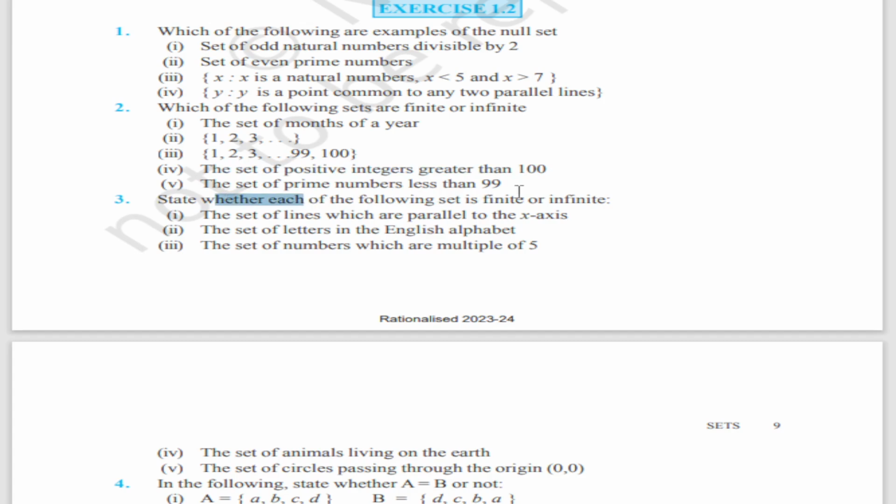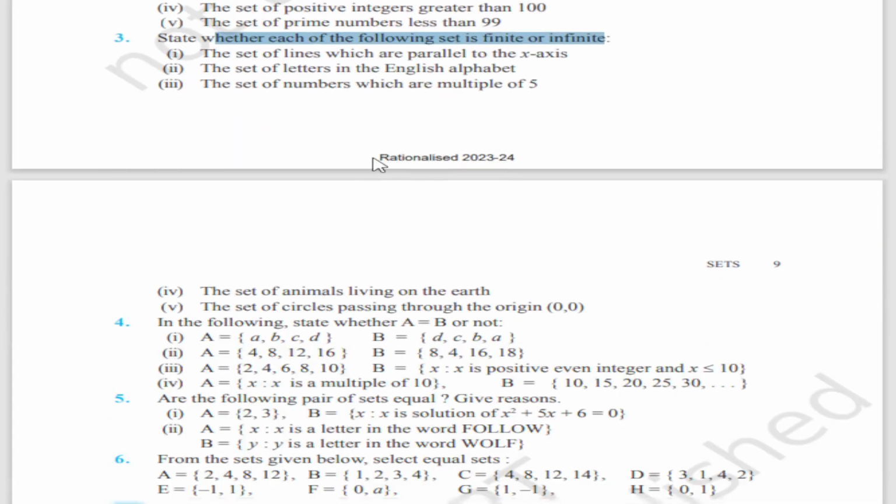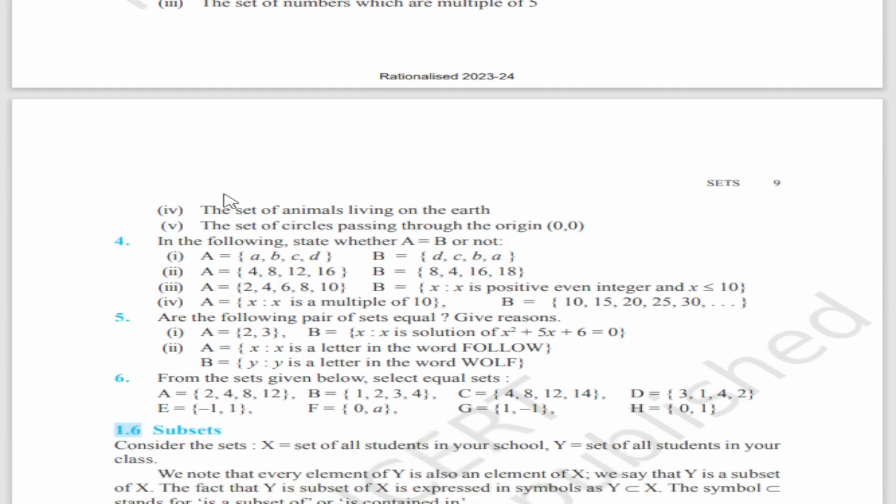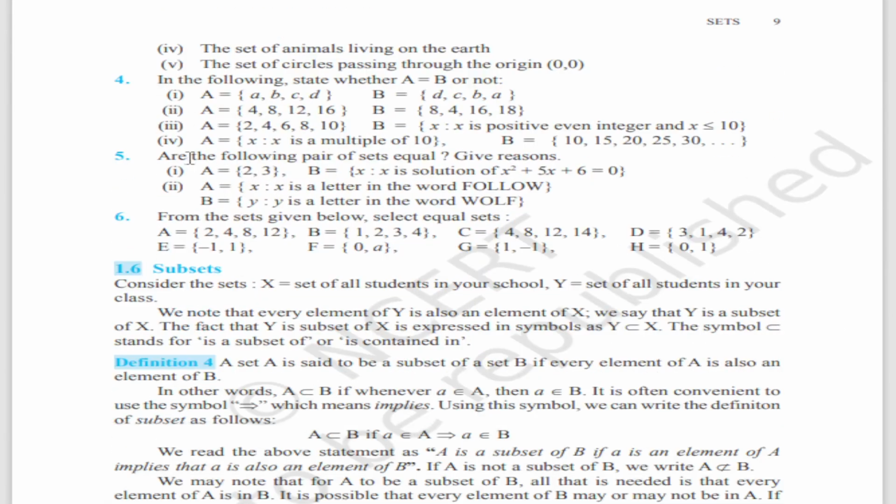Now state whether each of the following sets is finite or infinite. Again, I think that is very easy to cover. Let's look at this. Are the following pairs of sets equal? Give reasons. 2, 3, x is a solution of x square plus 5x plus 3, right? So you need to find out the roots of the equation. I will not be solving the complete problem here, but you need to find the roots of the equation and verify whether it is equal to A or not.